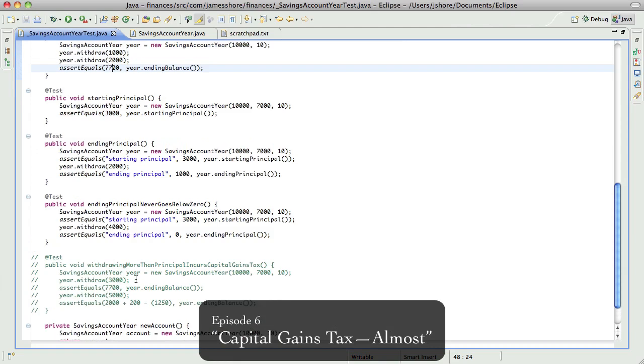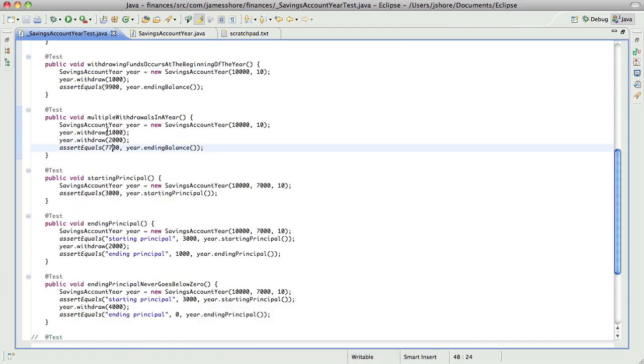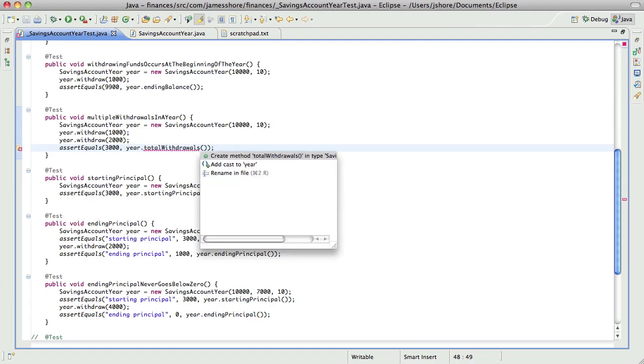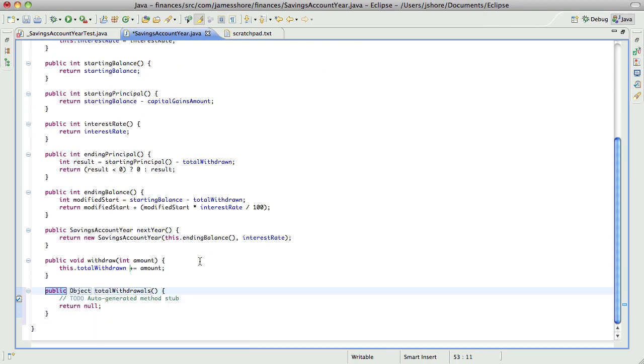As I was reviewing the last video, it occurred to me that the way we're looking at these withdrawals, by having it figure out the ending balance, that's not really clear. What we want to do, I think, for multiple withdrawals in a year is just look at the total withdrawals. And let's just try that. Let's see if we say what we expect is the total withdrawals would be 3,000. Let's just write that.